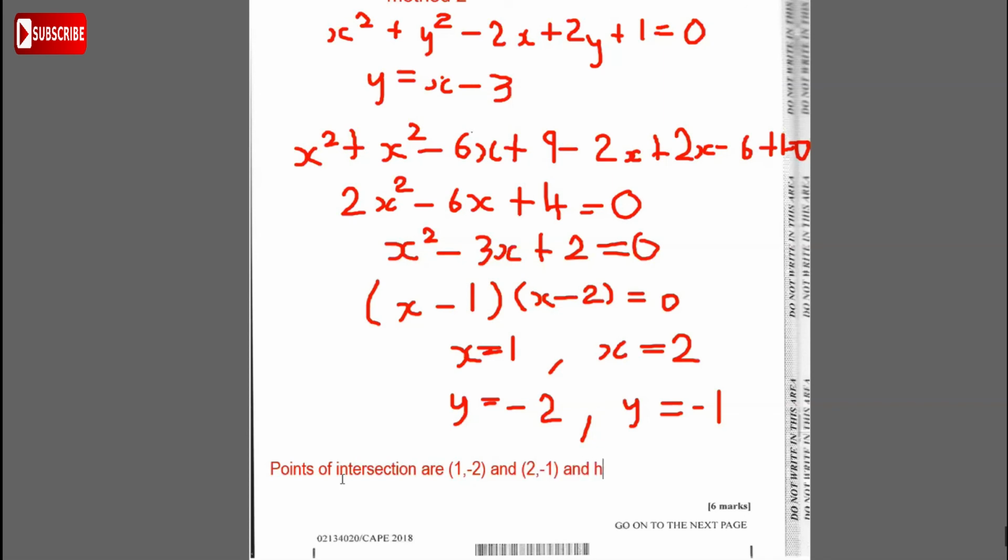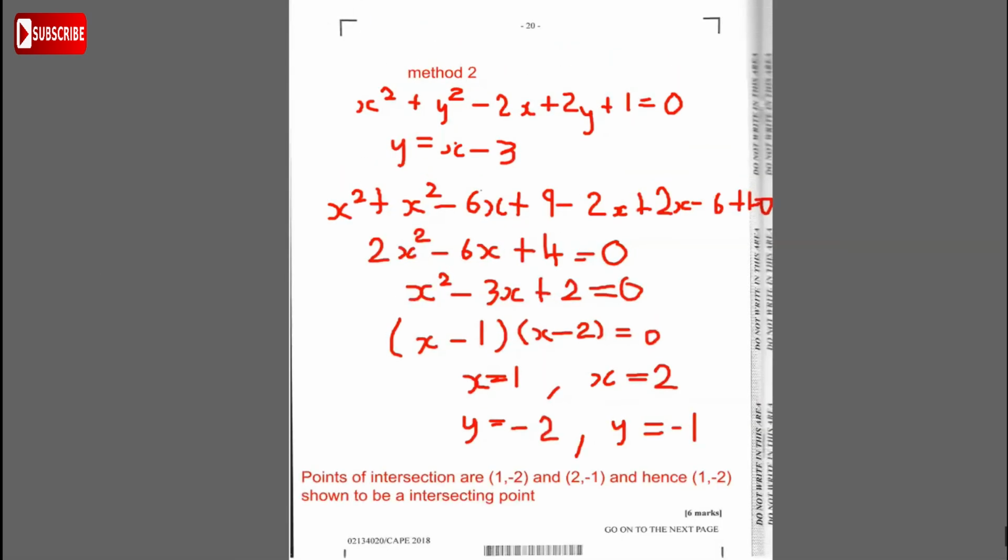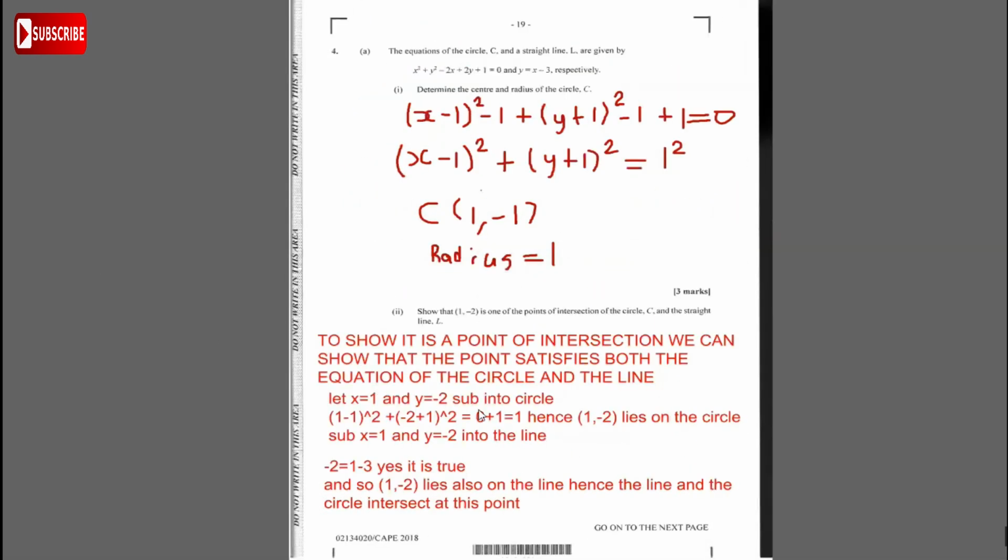And hence, (1, -2) is a point. Hence, (1, -2) is shown to be an intersecting point. All right, so that's how you do that with method 2. But I prefer method 1. Look at method 1, it's so easy. You just substitute this into the circle, substitute it into the line. It's going to satisfy both equations, and so it must be a point of intersection.